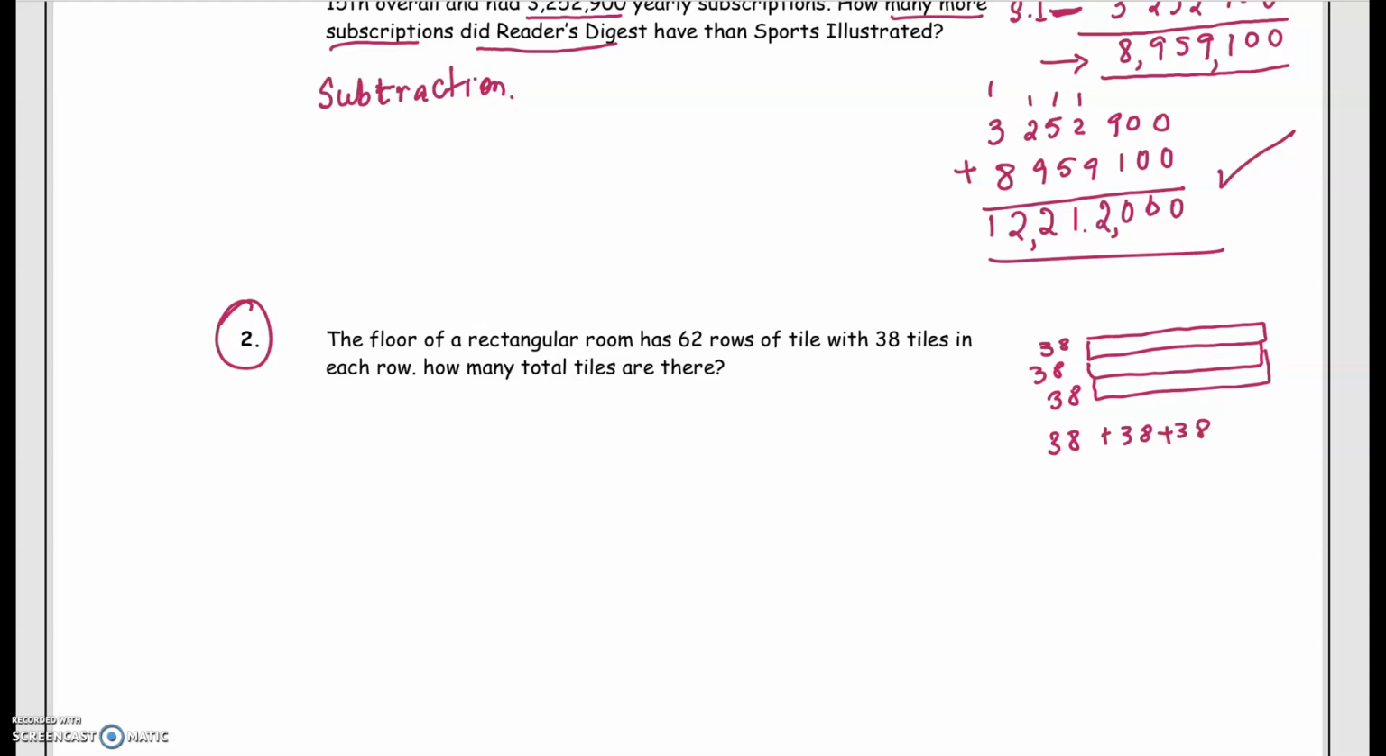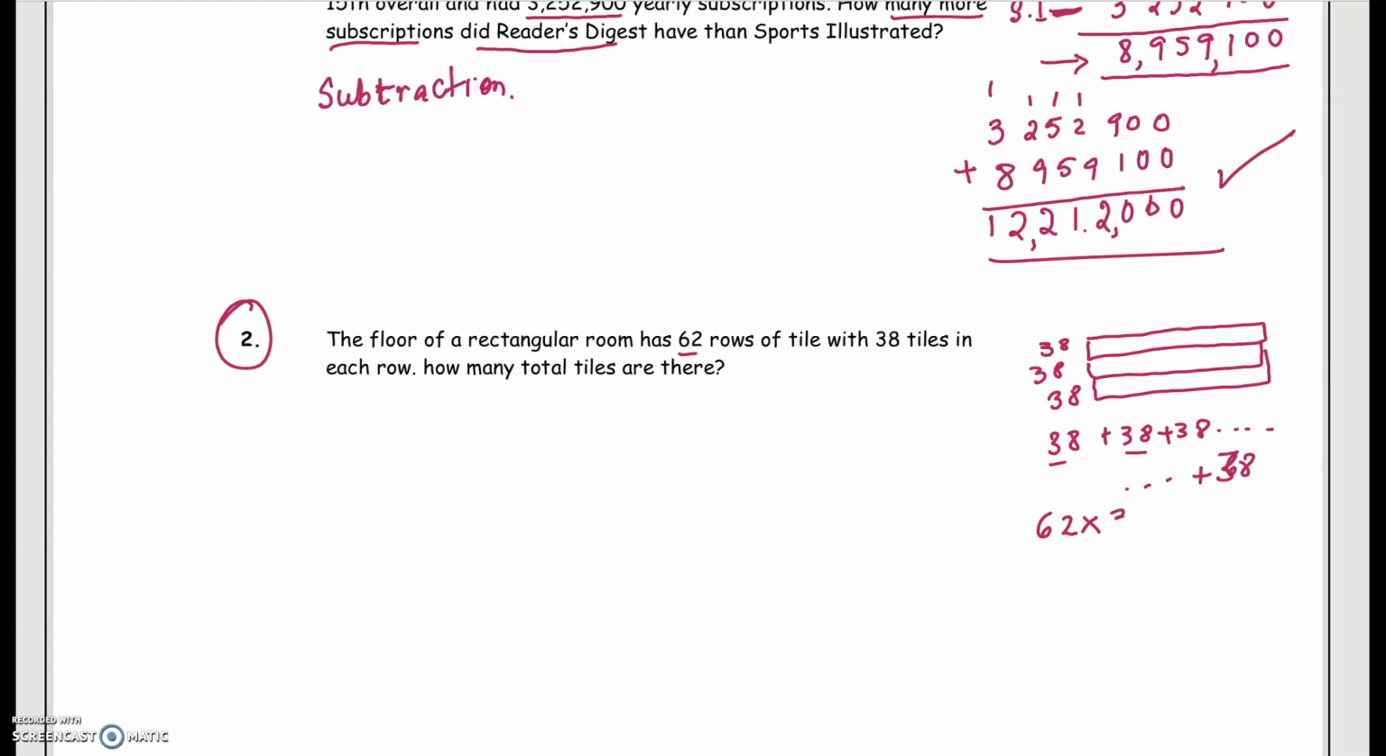But the list is long. We have to add 62 rows of 38 tiles. So we'd go dot, dot, dot, dot, and then the 62nd number is again a 38. So we're going to add 62 such numbers. Repeated addition of 38, 62 times translates to multiplication. So it's basically 38 plus 38 plus 38. And how many times do we add 38? 62.